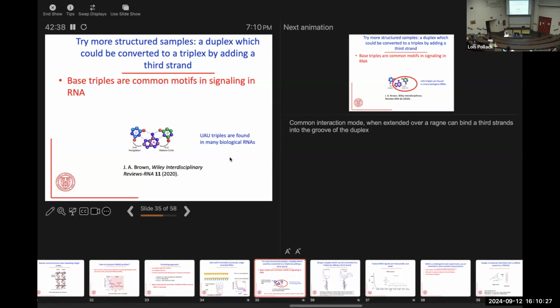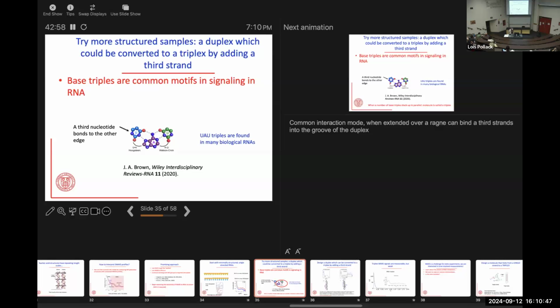Okay, and that's called a triplex. We'll get there in a minute. But here's a base pair over here, right? A U and A base pair. Turns out that in many cases, another base can come in and bind to the backside over here. It binds to the outer edge.